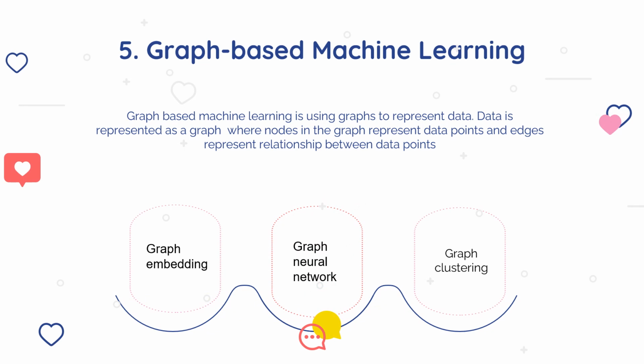Graph-based machine learning is a type of machine learning that uses graphs or networks to represent data, such as in social network analysis, recommendation systems, and image segmentation. Data is represented as a graph where nodes represent the data points and edges represent the relationships between the data points. Graph-based machine learning techniques: graph neural network, graph clustering, graph embedding.